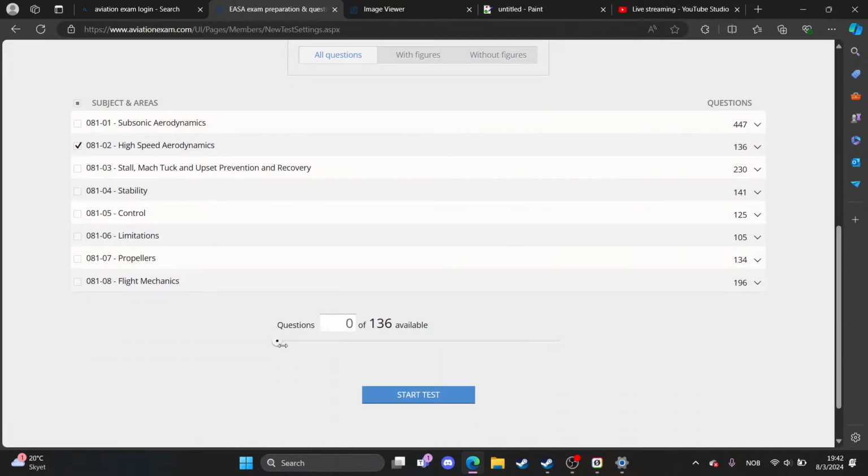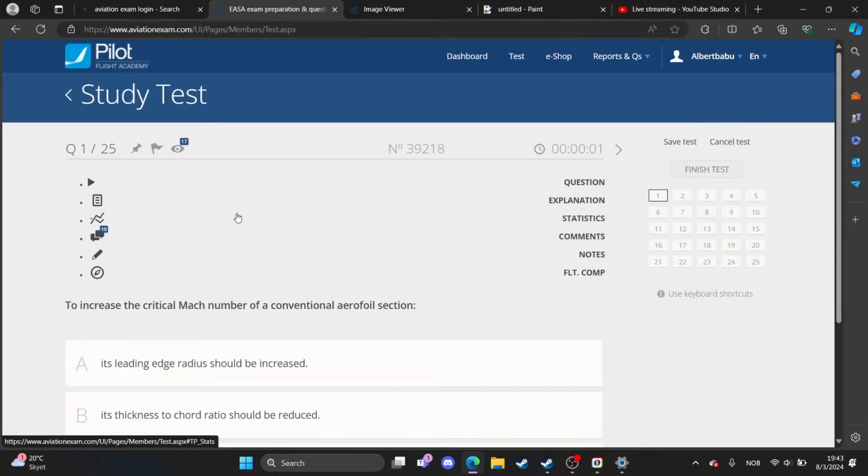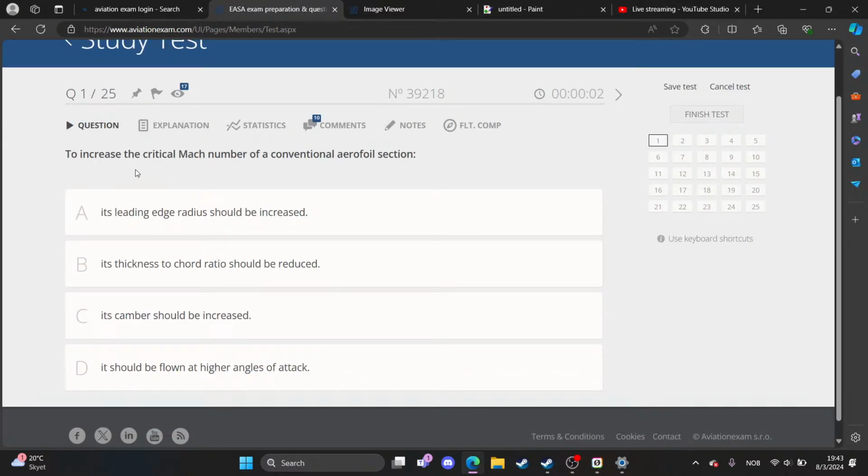High speed. Give me more. 25. Let's try this again. The increase in critical Mach number of a conventional airfoil: its leading edge radius should, the thickness of the chord should reduce.